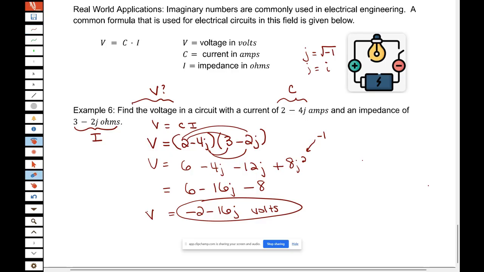Okay, so that is the end of our lesson on imaginary numbers. Join us next time when we are going to start working with the quadratic formula and deriving it and applying it to find roots, now that we can put our answers in terms of imaginary numbers.